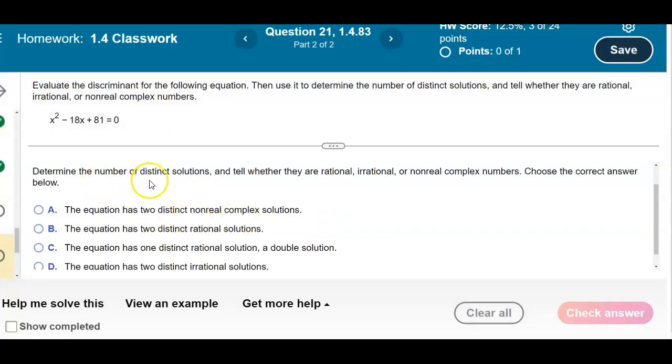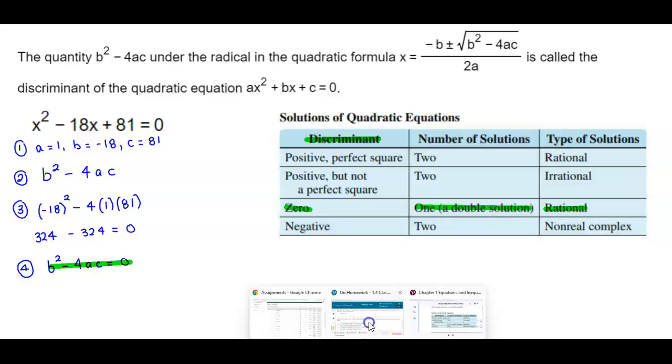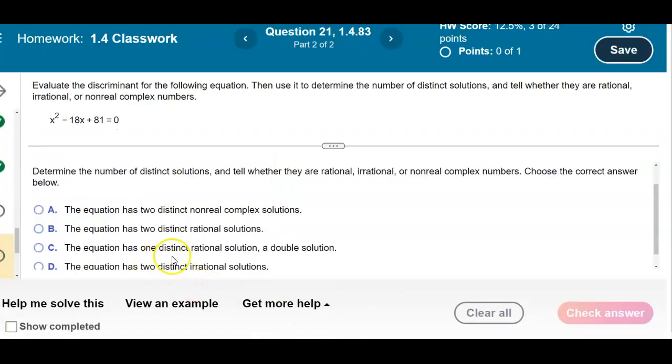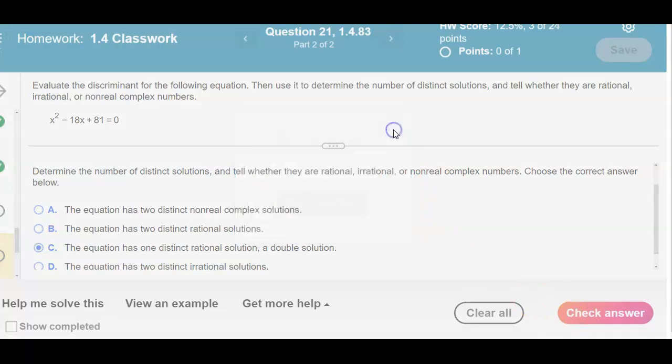Now it says determine the number of distinct solutions and tell whether they are rational, irrational, or non-real complex numbers. Again, we know we have a double solution, and it's rational. So there is one distinct solution. It's rational, and therefore it's a double solution. Let's go ahead and check our answer. And there is our result.